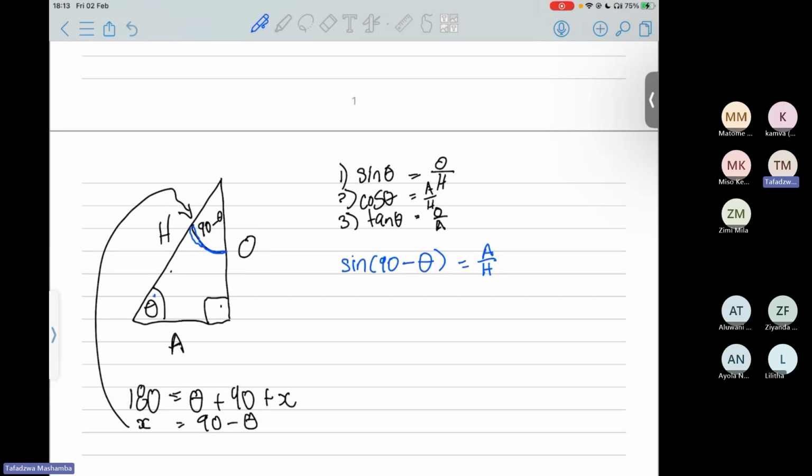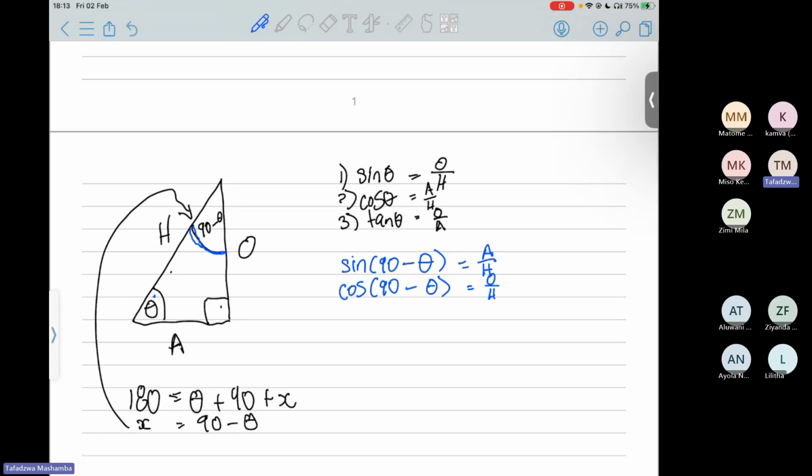From here, what's the next thing that we have? We have cos 90 minus theta, which gives us what? Opposite over hypotenuse. And what else do we have? We also have tan 90 minus theta. And what does it give us? It gives us adjacent over opposite. And the importance of all this is so that you guys are able to prove that this is the same as that, and also this is the same as that. So that's the importance of knowing that.